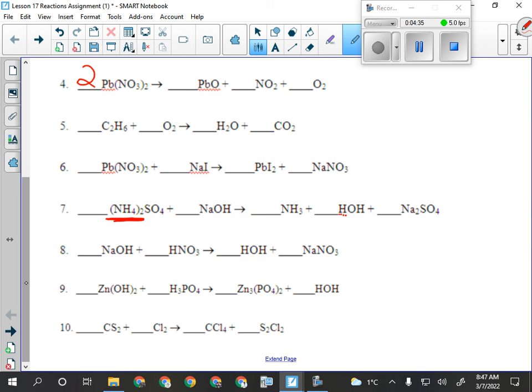The rest are pretty straightforward. Questions on the first 10? So we're writing it in words, 1 mark for reactants, 1 mark for products, and 1 mark for balance.